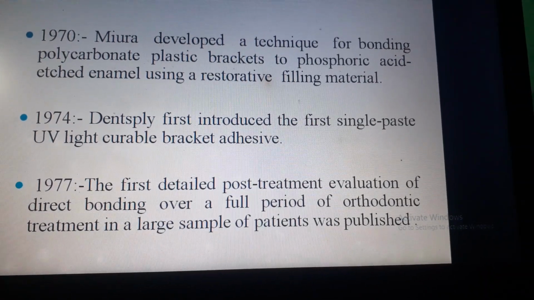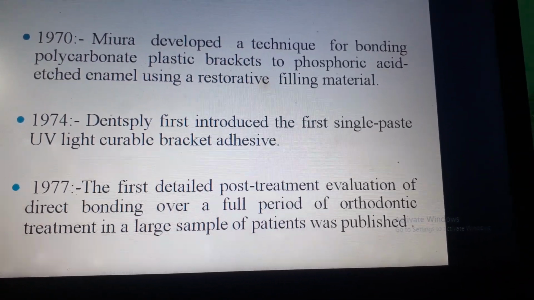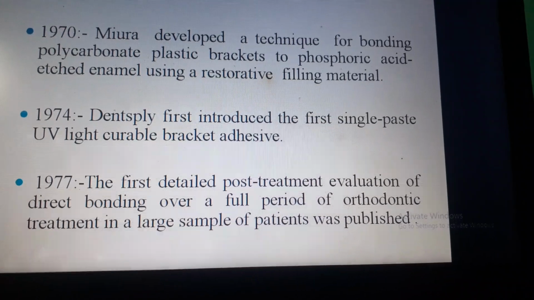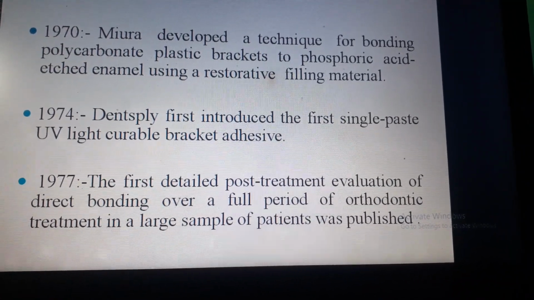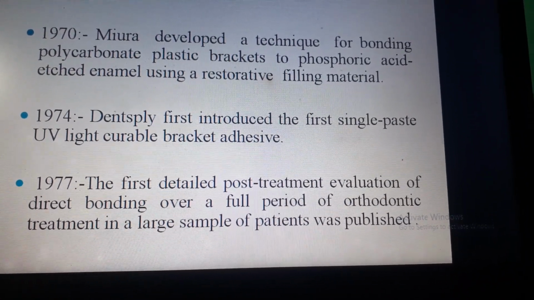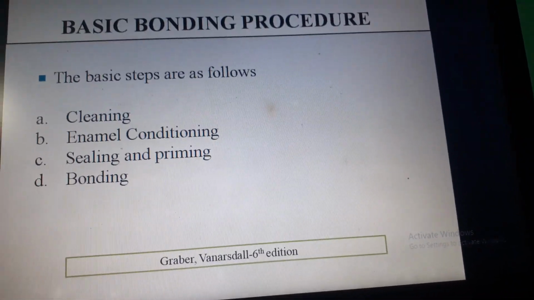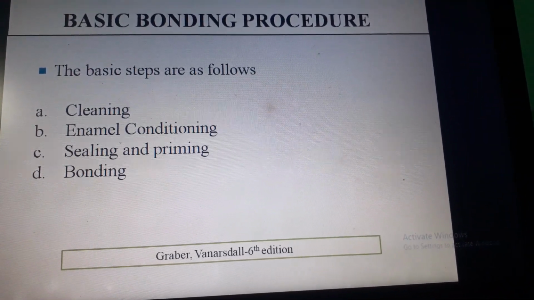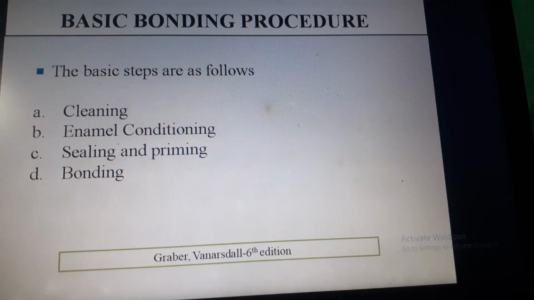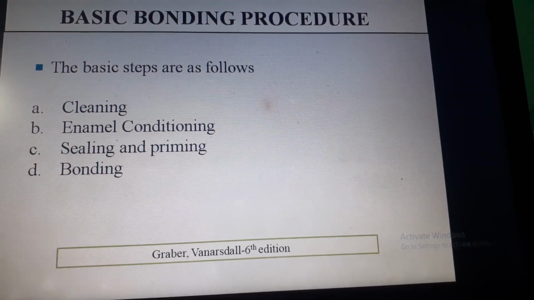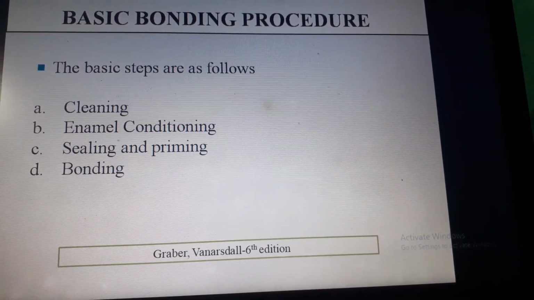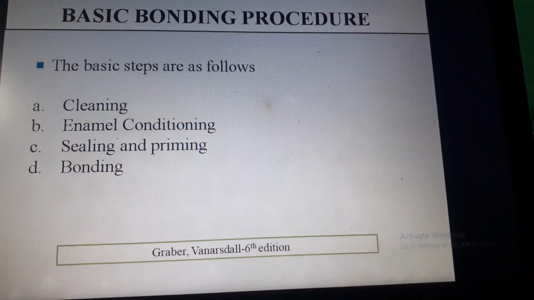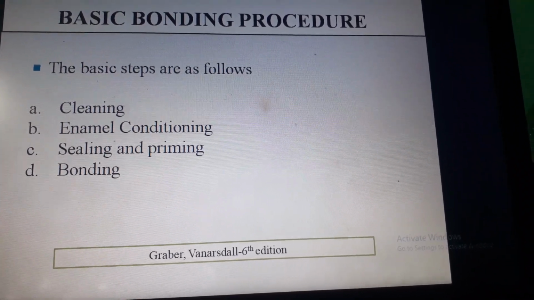Then in 1977, the first detailed post treatment evaluation of direct bonding over a full period of orthodontic treatment in a large sample of patients was published. Then basic bonding procedure. What are the basic bonding procedures? The basic steps are as follows: cleaning, then enamel conditioning, then sealing, then priming, then bonding.